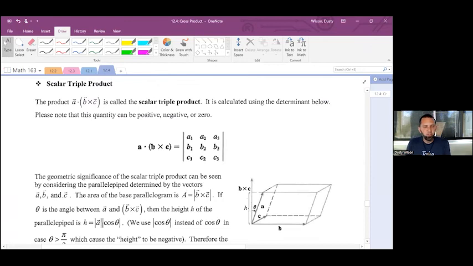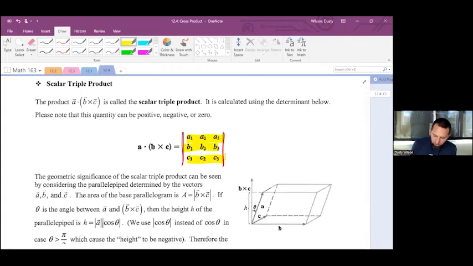This next section is interesting because it gives us a little bit of a connection to 3D geometry. So this is the scalar triple product. The product A dot B cross C is called the scalar triple product. It's calculated using the determinant below. Please note that this quantity can be positive, negative, or zero. So it's A dot B cross C equals, and then all we're taking here is an ordinary determinant of A, B, and C. Notice there's no i, j, and k in that top place.